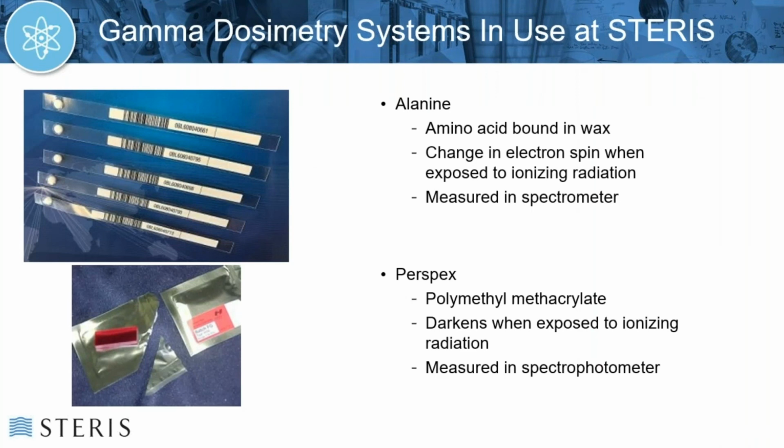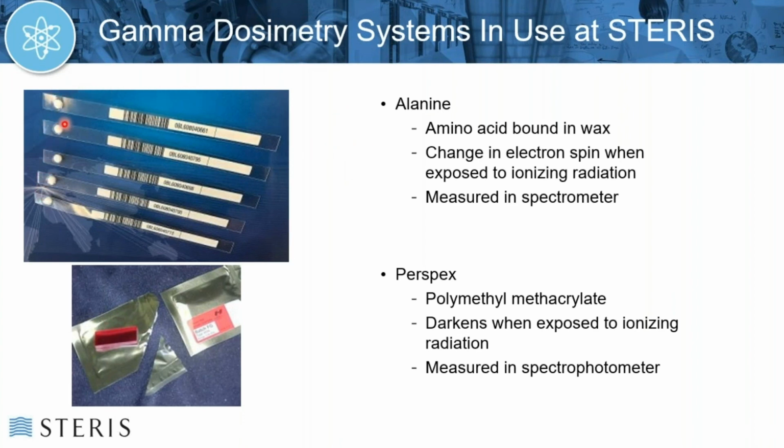So how do we monitor dose for PQ? In routine processing, we use dosimetry systems. Dosimeters are devices that undergo some type of physical transformation that is measurable after being exposed to ionizing radiation. Common ones that we use at STERIS, alanine. You see here, the alanine itself is this little dot right here, and this packaging labeled with barcodes to keep traceability. But this is what you're actually measuring.